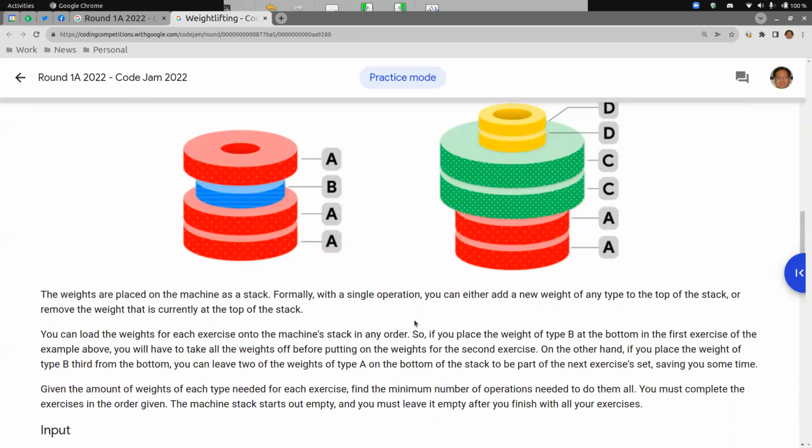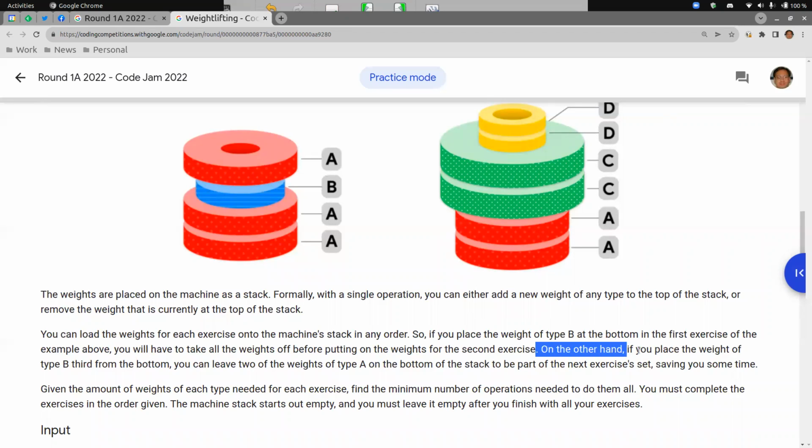It's up to you. So if you place the weights of type B at the bottom in the first exercise of the example above, you'll have to take all the weights off before putting on the weights for the second exercise, right? Because if the B is on the very bottom, you need to remove the B to get to the next exercise. You must remove everything. Whereas in this configuration here, you have to remove the top A and the top B, but you can leave the last 2 A's alone.